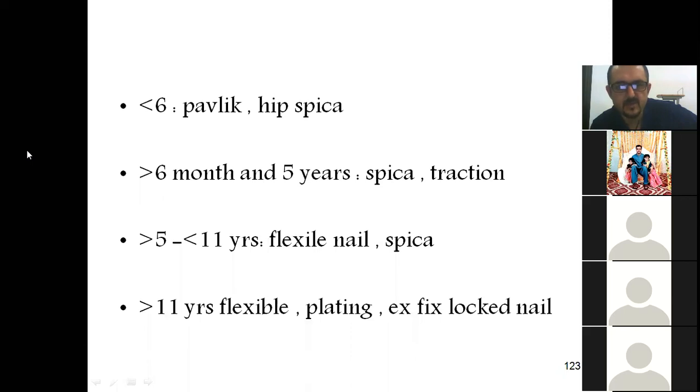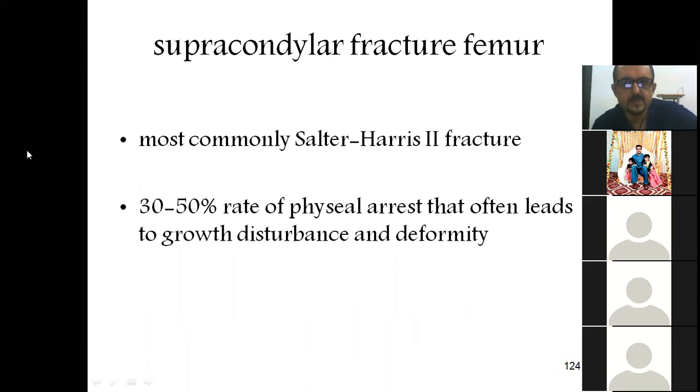I added this slide just to remember that for less than 6 months, a pelvic harness or spica cast can be used. For 6 months to 5 years, you can do the spica or traction. For 5 to 11 years, you can do a flexible nail or spica. For more than 11 years, you can put a normal locking nail. Regarding supracondylar fractures, the most common are Salter's type 2 and 3.